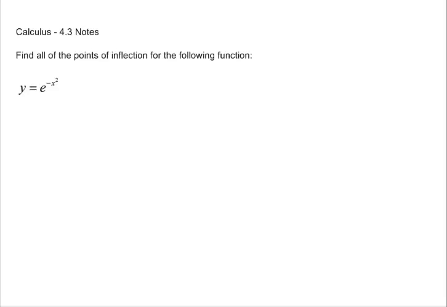So if we're going to find the points of inflection for the graph y equals e to the negative x squared, we need to find the second derivative. So we'll need the derivative y, but we'll be really interested in the second derivative, which is going to be y double prime. So when you take that first derivative, don't forget that we're going to have a u value here.